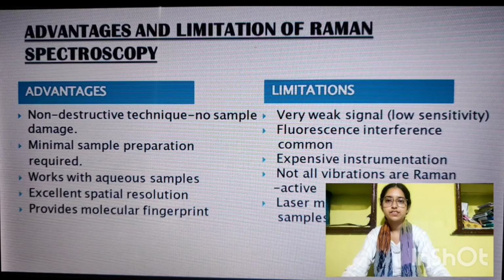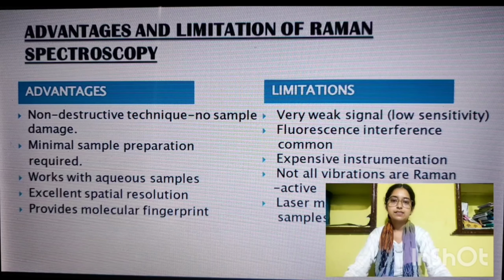Its limitations are that it has a very weak signal, low sensitivity, and sometimes fluorescence interference is common. It also has expensive instrumentation, not all vibrations are Raman active, and lasers sometimes damage sensitive surfaces. And that's all about Raman spectroscopy.